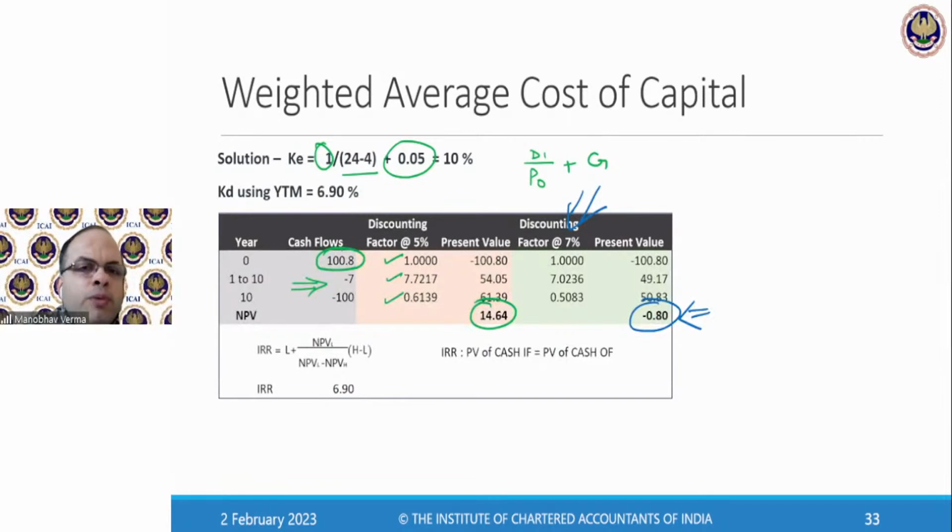I want everyone to be comfortable here. We are talking about these factors, discounting factors, based on the present value annuity, like I explained to you in the last session, guys. But in this case, it is till 10th year. So this is probably the addition of 10 years factors.